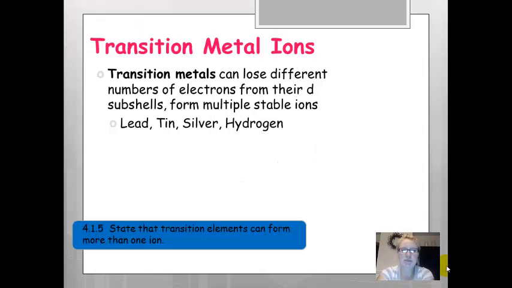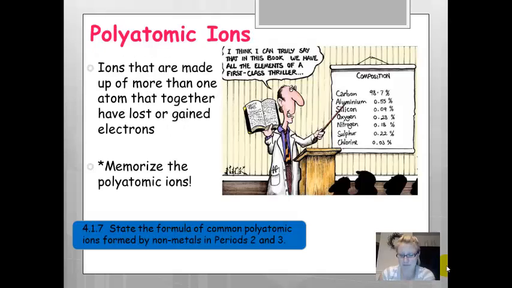Remember that transition metals can lose different numbers of electrons from their d subshells, so they can form multiple stable ions. Exceptions are things like lead, tin, silver, and hydrogen, which only form one stable ion. Polyatomic ions are ions that are made up of more than one atom that together have lost or gained electrons, and you must be able to memorize the polyatomic ions.